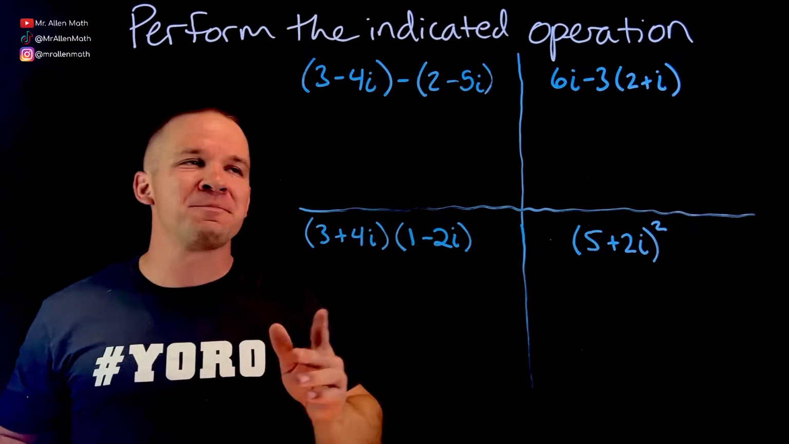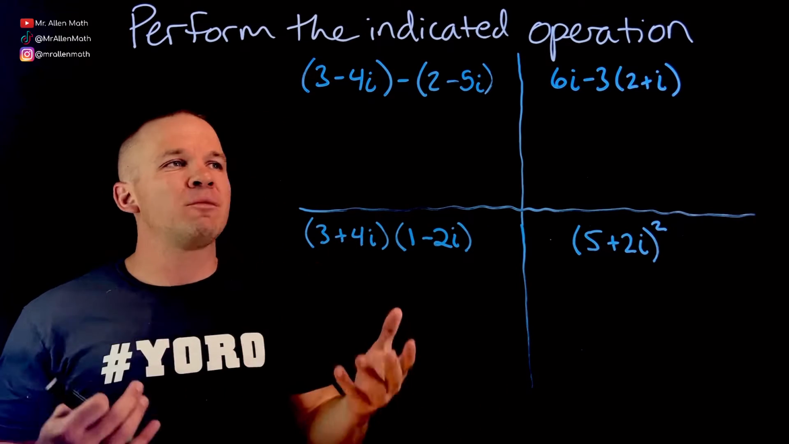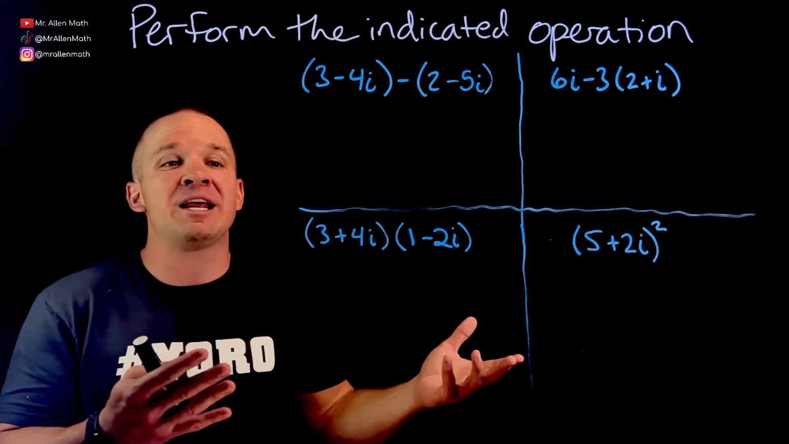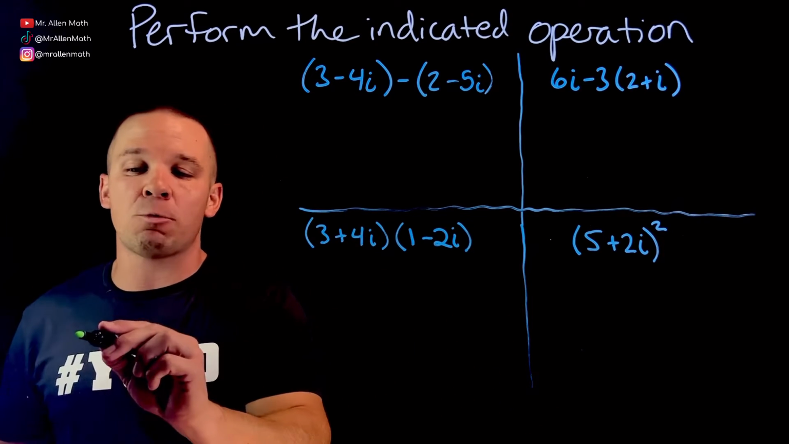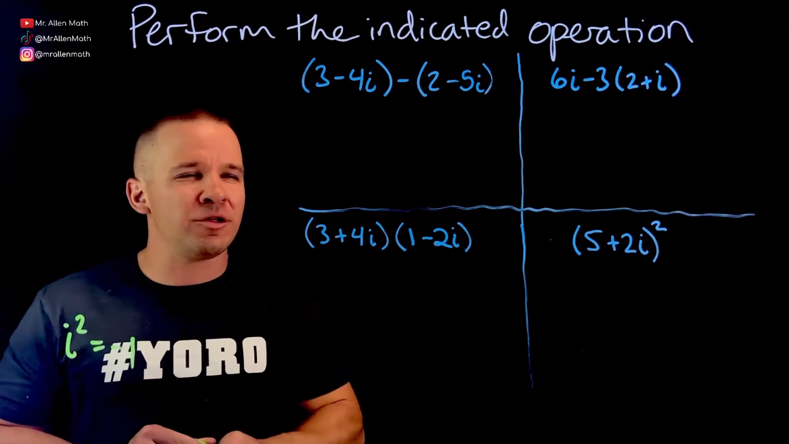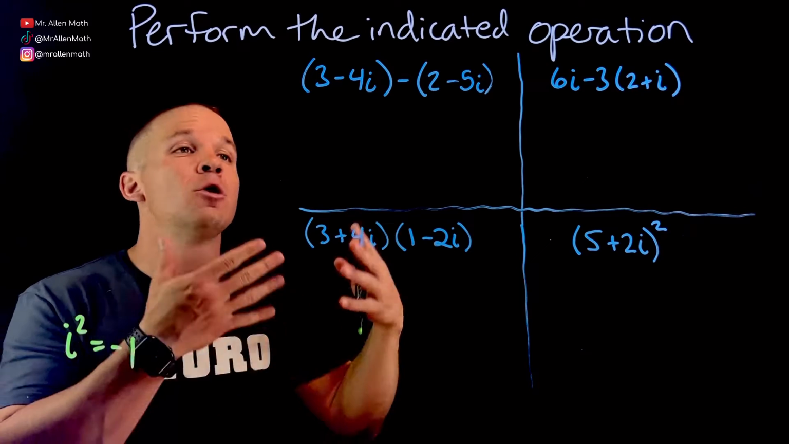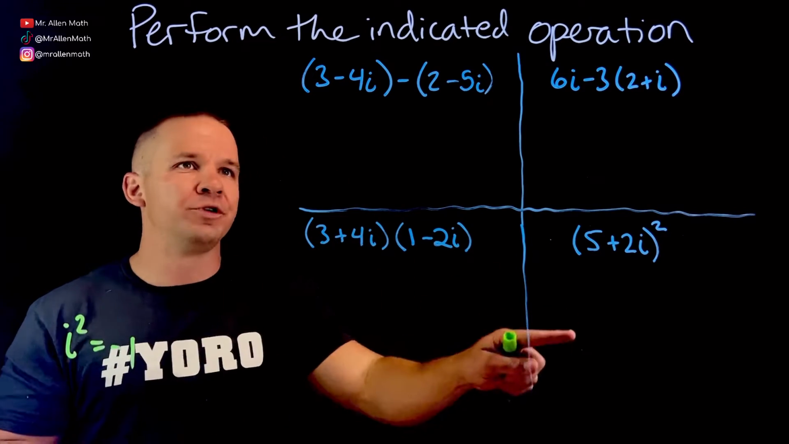All right, let's perform the indicated operation. One nice thing about imaginary numbers is you can pretty much work with them as you would any variable, right? The only difference is that when we get i squared, that's going to equal -1. That's really the only difference when we're doing operations with them, okay? So let's keep that in mind. If that comes up, we'll deal with it, okay?